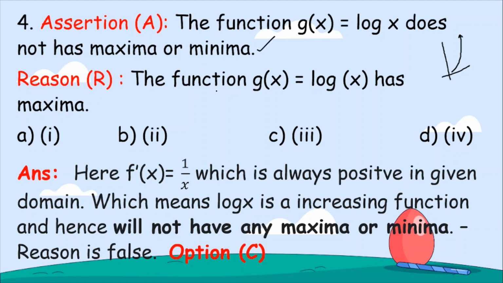The reason: the function g of x equal to log x has maxima. I told you it keeps on moving, so we don't know where it will start. It keeps going. There is no maxima. The reason is false. When the reason is false, obviously we go for option C.